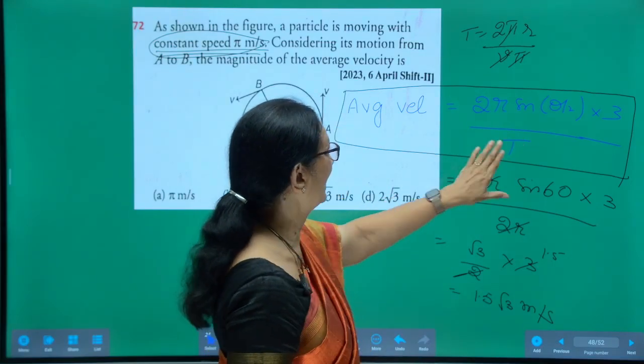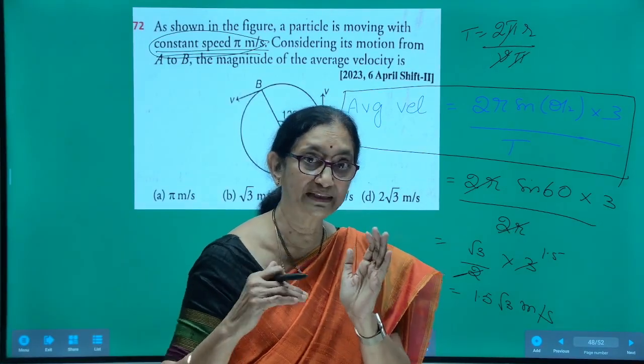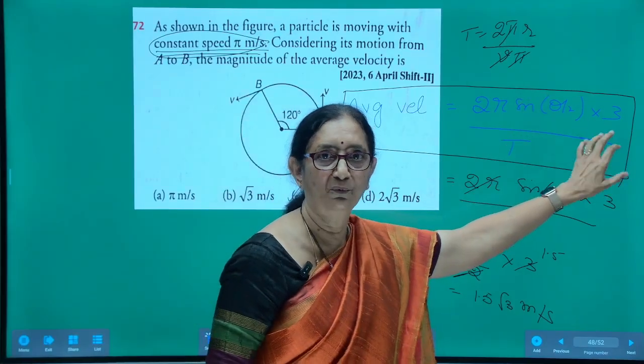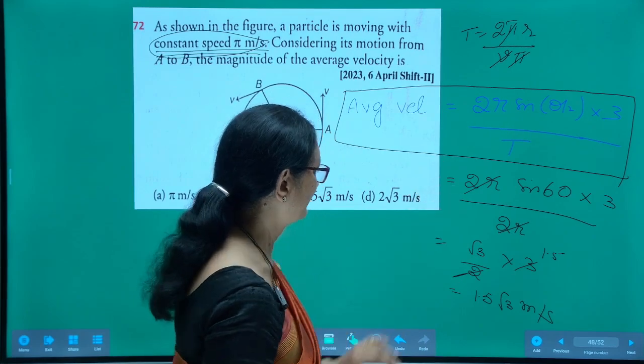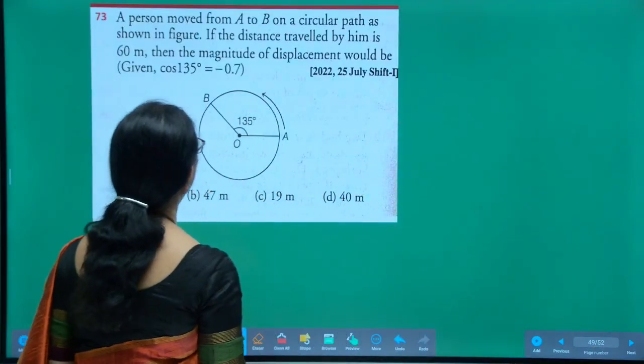After turning through an angle of 120 degrees, the time taken is T by 3, one third of the time period. Just from that we could get the average velocity. Look into the next problem.